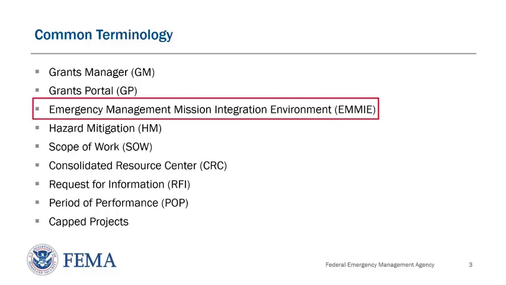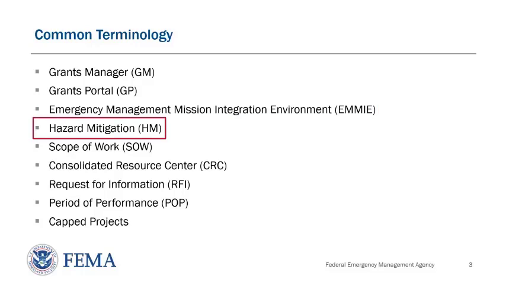Next is EMMIE, or the Emergency Management Mission Integration Environment. The establishment of the Grants Manager and Grants Portal as the processing system for all new PA grants has reduced the role of its predecessor, EMMIE. When all remaining EMMIE functions are moved to the Grants Manager and Grants Portal in the near future, EMMIE will be sunsetting, and the Grants Manager and Grants Portal will become the official system of record. Currently, though, EMMIE does remain the official system of record for obligation of events that have not been migrated over.